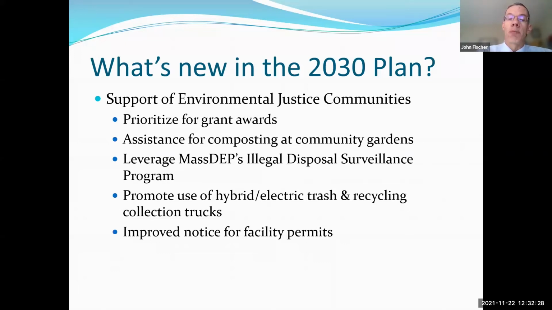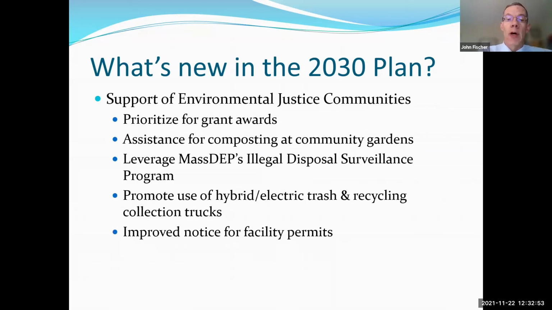We are implementing an initiative where we can provide more assistance to start or improve composting programs at community gardens, particularly in urban settings. We believe there are opportunities to leverage MassDEP's illegal disposal surveillance program, known as Candid Camera, focused on reducing and preventing illegal dumping.